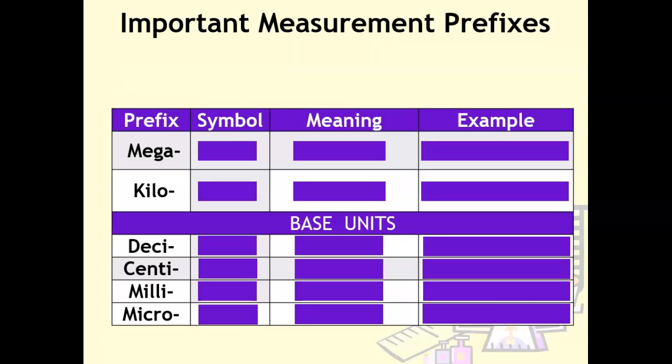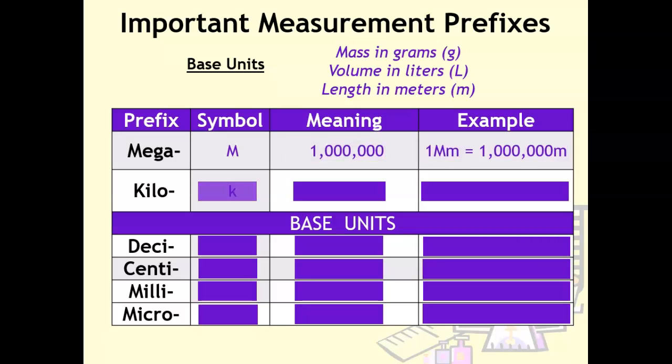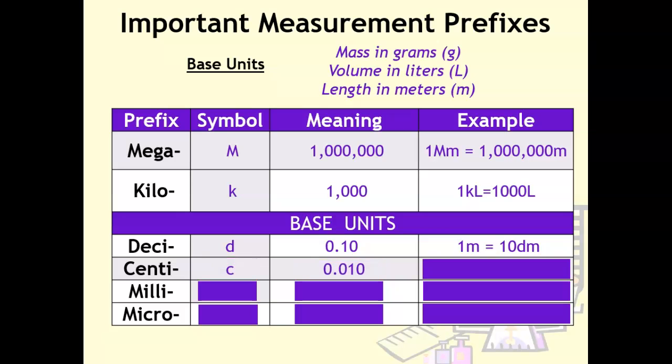Okay, so important measurement prefixes. The ones that we're going to focus on the most in our classroom are right here: mega, kilo, deci, centi, milli, and micro. So the base units are your mass, your liters, and your meters. Okay, so go ahead if you want to copy this chart down. You might already have it because we've already talked about this in a previous video. But if you need it again, write it down again. This is just a different way that you'll see it.